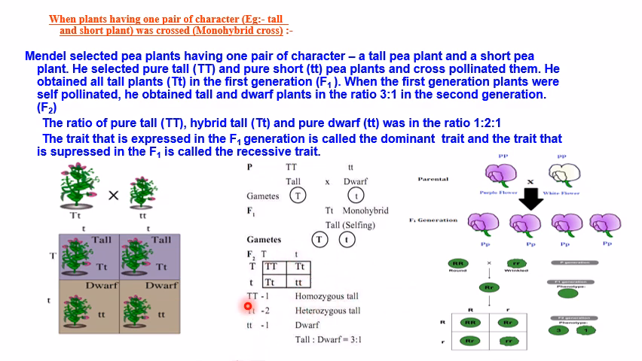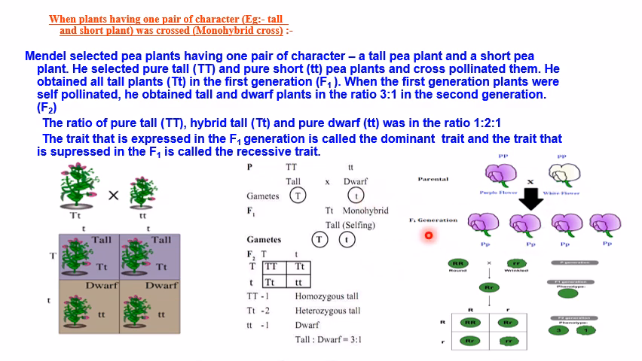So capital T capital T is represented as homozygous tall. Capital T small t, that is 2, is heterozygous, right? And only 1 is small t, dwarf. So the genotypic ratio is 1 is to 2 is to 1, and the phenotypic ratio is 3 is to 1. Like this, when he made a cross, he obtained these features. This is regarding how the characters are obtained and how they are transferred.